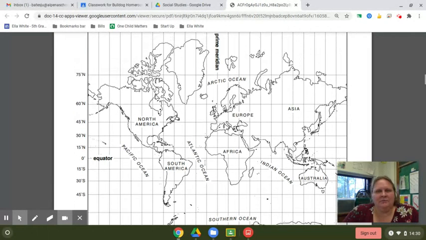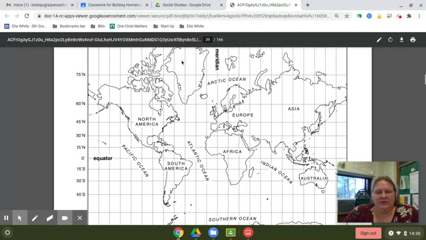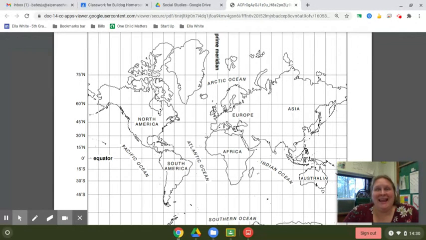Take a look at Greenland right here. This is Greenland, which is covered in ice. On the Mercator projection, it looks like Greenland is actually larger than South America. But South America is 8 times larger than Greenland.